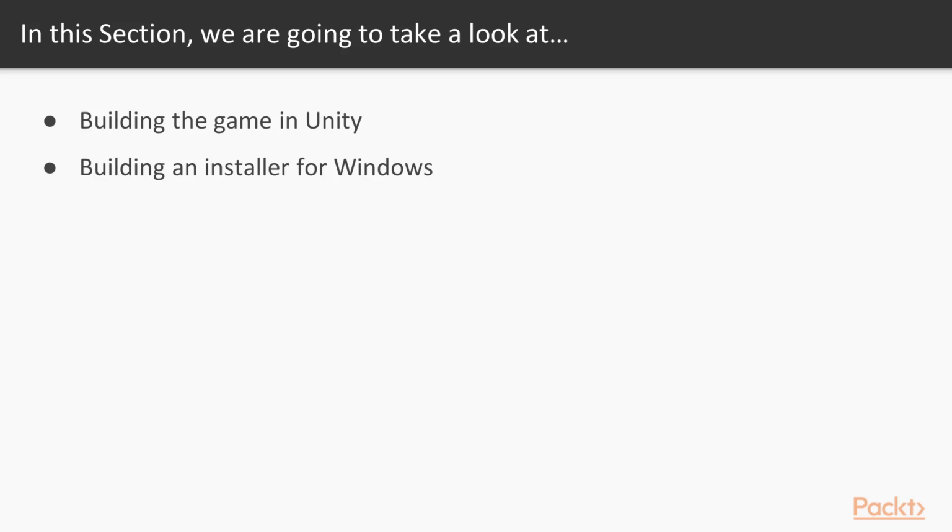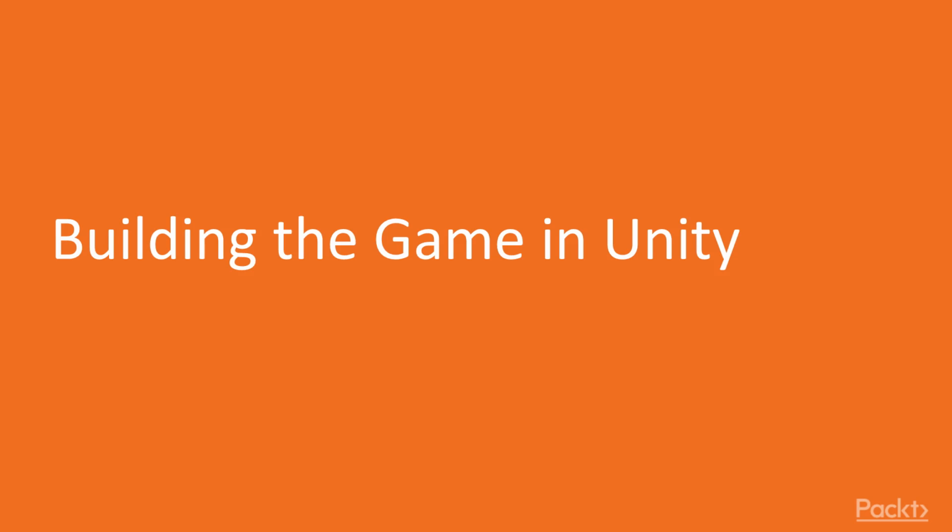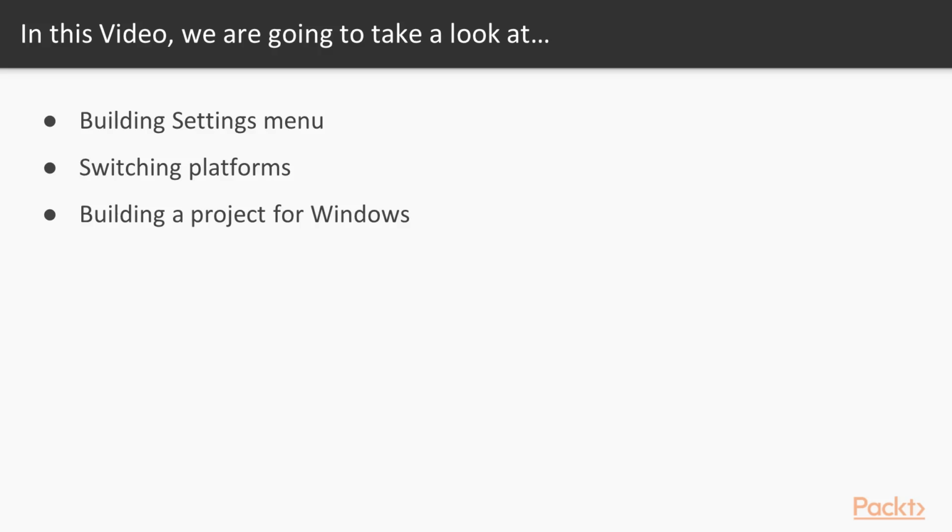And then we're going to learn how to create an installer for Windows so people can download the installer and then run the actual project. In this first section, we're going to learn how to build the game using Unity. Over the course of this video, we're going to take a look at the build settings menu, how to switch what platform you're using inside of Unity, as well as how to build a project for Windows and how to run that as well.